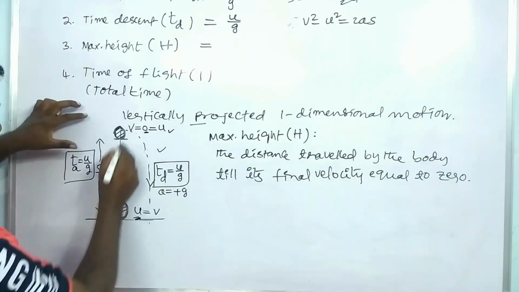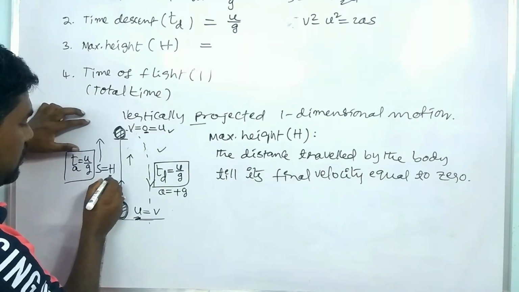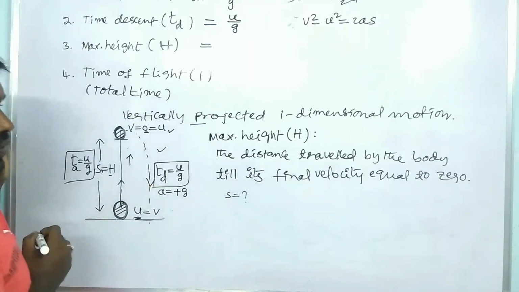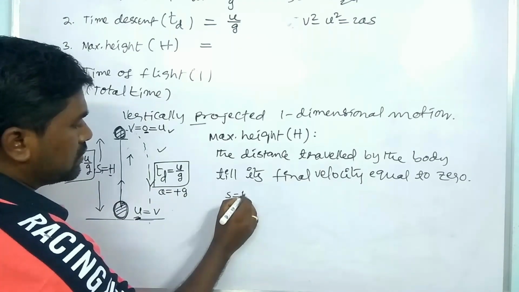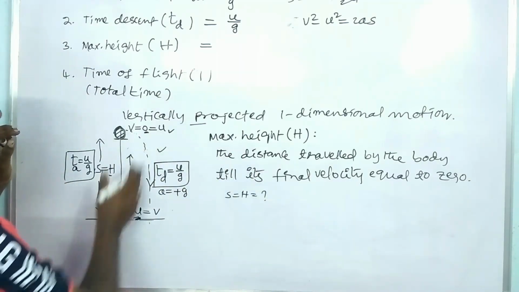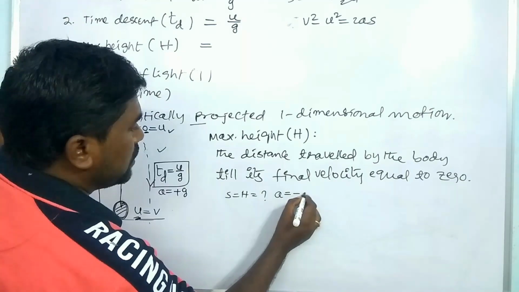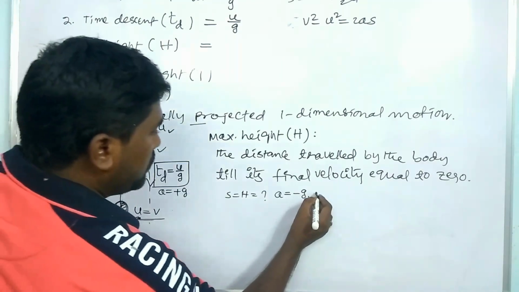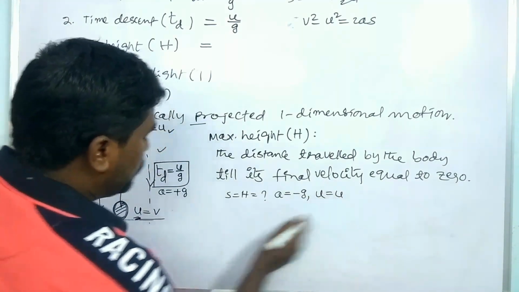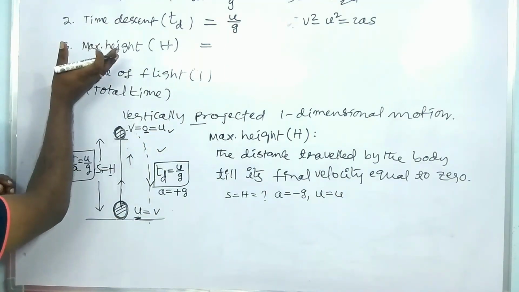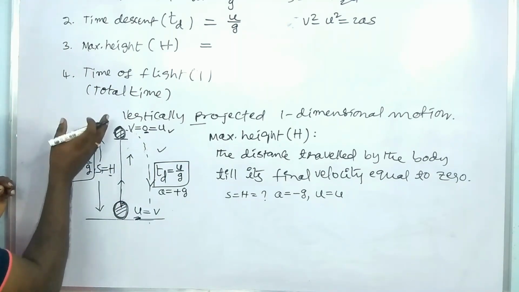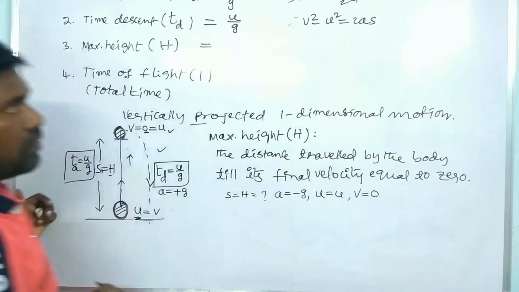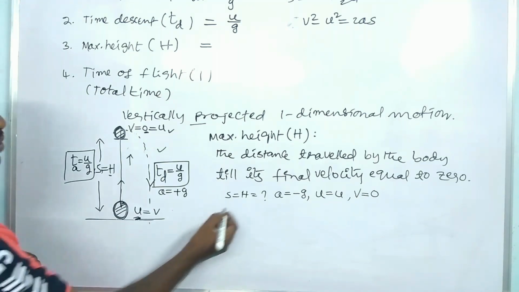Here, the distance traveled by the body is our aim to find. So S, how much, we don't know. S is nothing but capital H, which we have to find. In this case, acceleration due to gravity a is equal to minus g, because the body is moving in the vertically upward direction, right? And the initial velocity of the ball is u. We project the body with some initial velocity, and after that the ball gets a final velocity equal to 0. Here we have to find the S value.